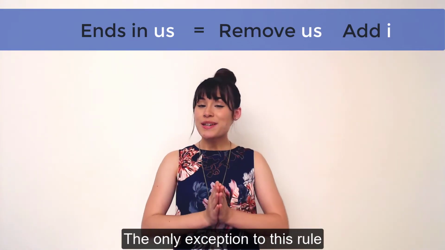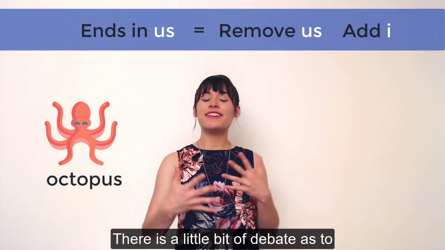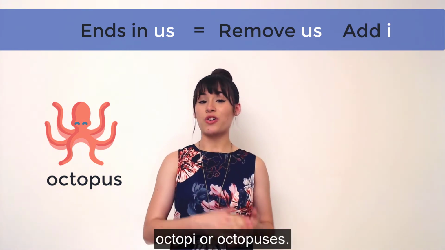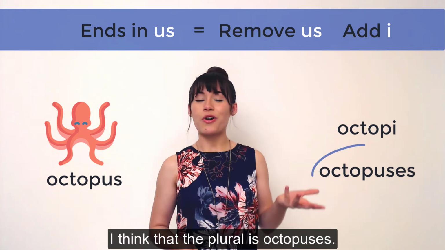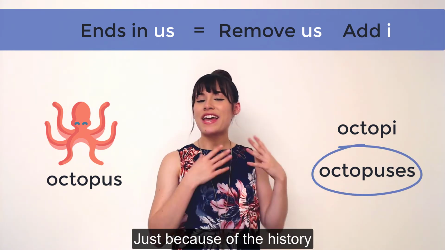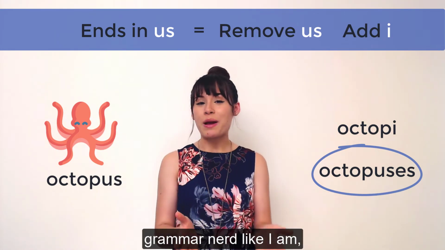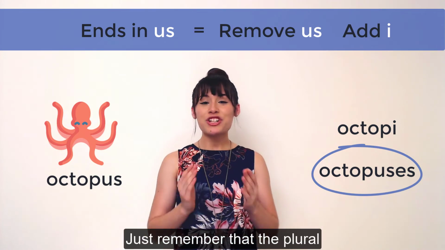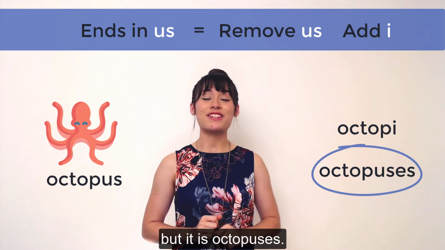The only exception to this rule that I can think of is octopus. There is a little bit of debate as to whether the plural of octopus is octopi or octopuses, and I think that the plural is octopuses just because of the history and the origin of the word, but unless you're an absolute grammar nerd like I am, I don't think that you really need to get into that. Just remember that the plural of octopus is not octopi, but it is octopuses.